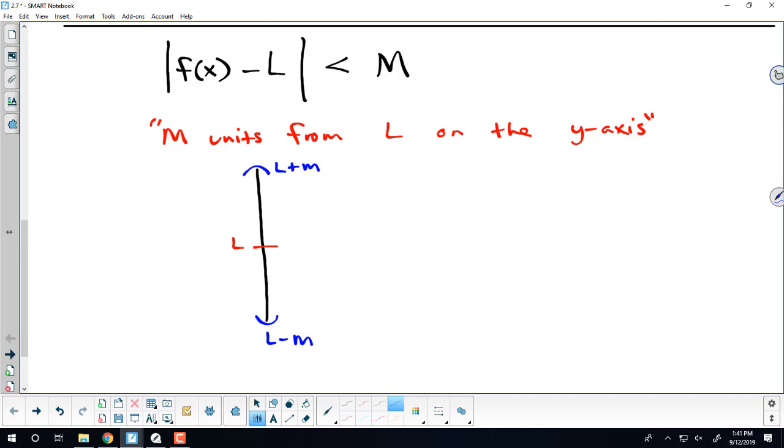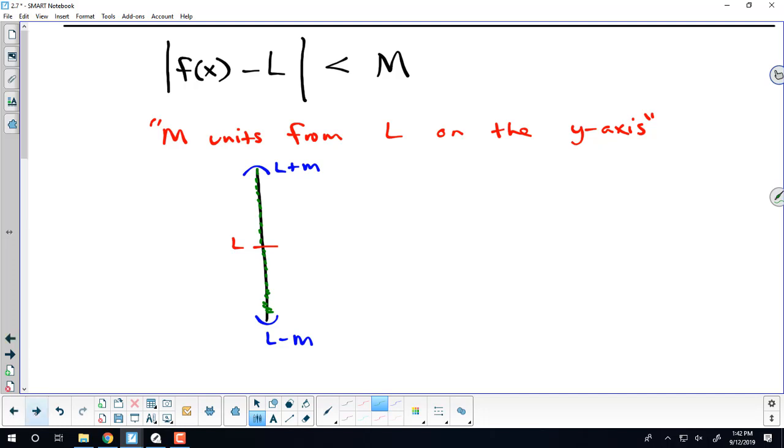So that inequality just represents any value, as long as we're anywhere in here. If we're within that window, then that inequality with the absolute value is true. So any of those green dots make that inequality true. All right, any questions on that?